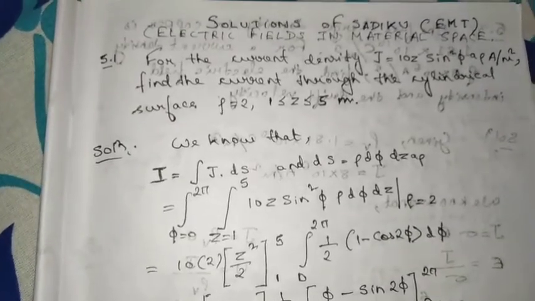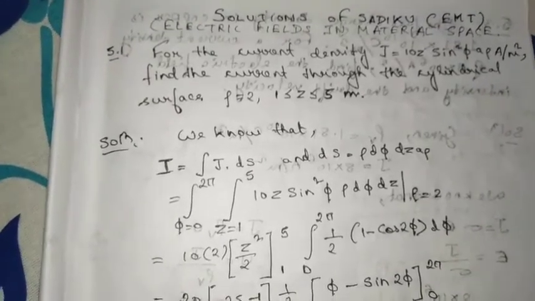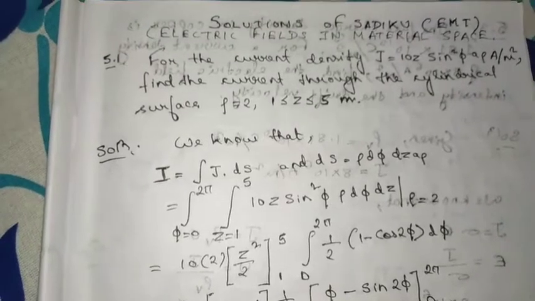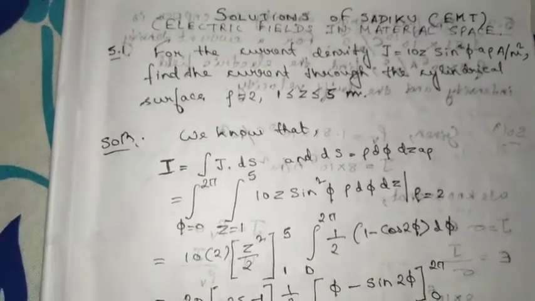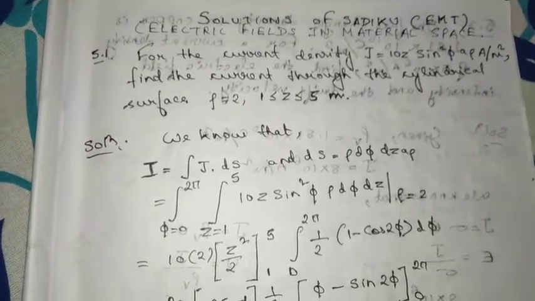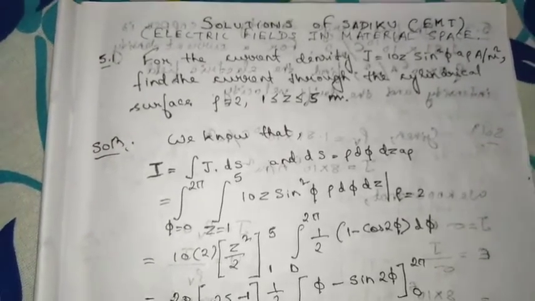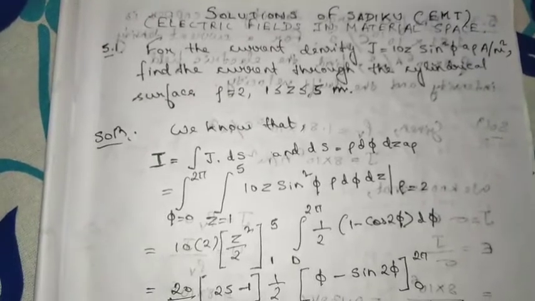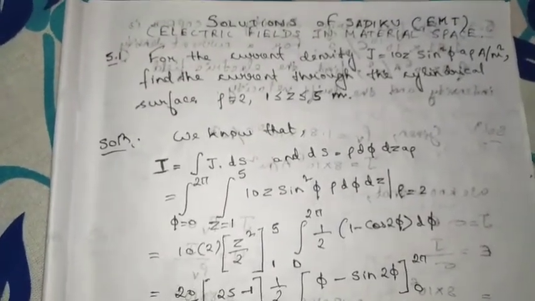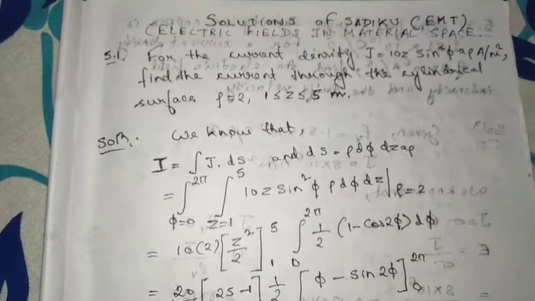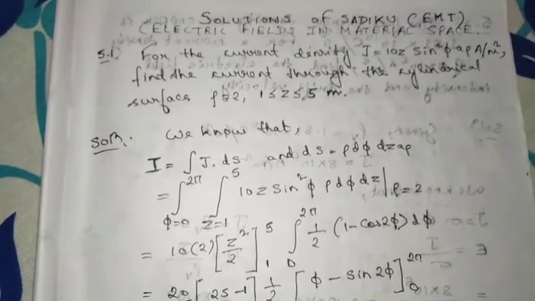So today I am going to start the electromagnetics part. Today I will teach chapter 5 of Sadiku, that is, electric fields in material space. Let's begin with question 5.1. You will find it in the Sadiku book. Those who have the book can refer to the book question, match it with this question and go through the solution. So let's see the first question.